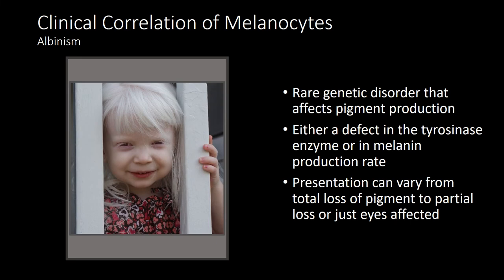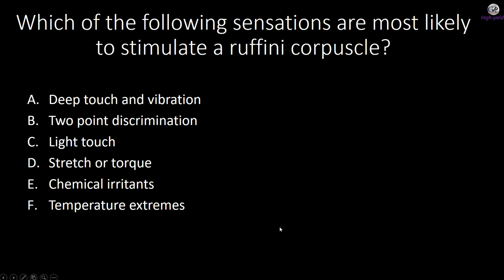Here is a picture of a young child with albinism. If you have a deficiency in making tyrosinase enzyme, or in making melanin, like you might just not make a whole lot of melanin overall, then you can have a partial loss of melanin or pigment in the body, or you can have it generally, systemically, which we get in individuals with albinism. I wanted to add this clinical correlation with a picture, so that makes it a little bit more connected to melanocytes.